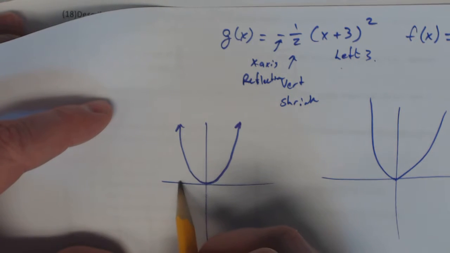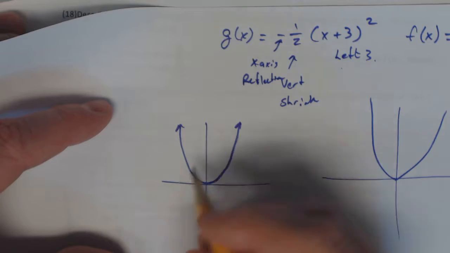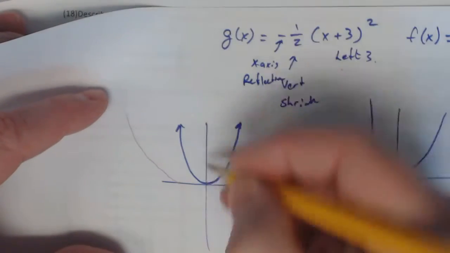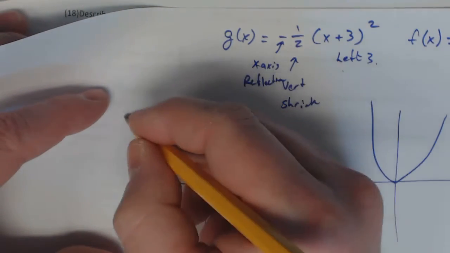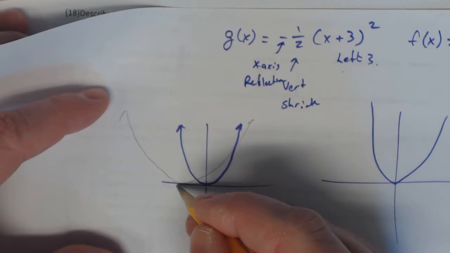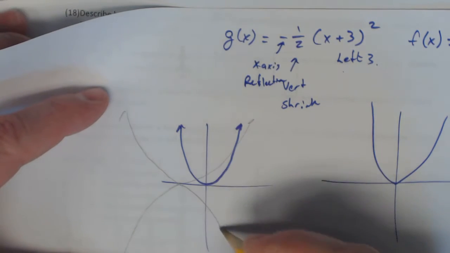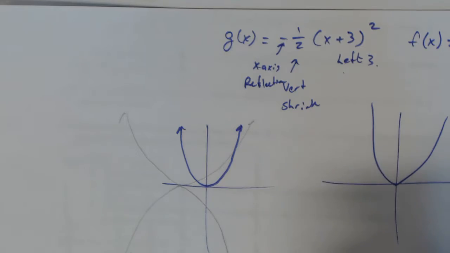All right. Then we're going to do a vertical shrink, which basically makes it wider. And then it would look like this. And then we're going to reflect it over the x-axis, so it would look like that.